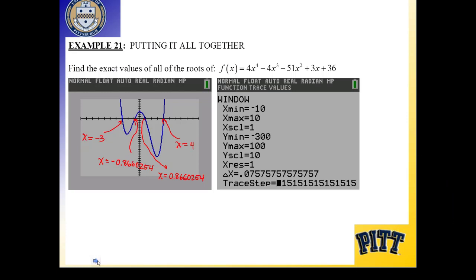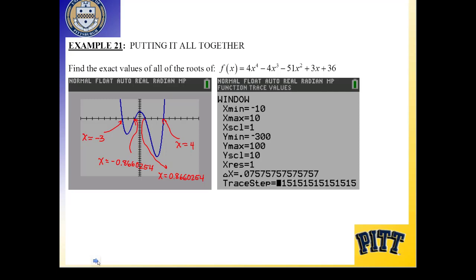I get -3, -0.8660254, 0.8660254, and 4 as being the values of where those x-intercepts are. Obviously, the -3 and the 4 are rational. The 0.8660254 and its negative counterpart, when I see that 4 at the end, it's probably because of a rounding. It would probably keep going on forever with no particular pattern that's developed there. Those are probably irrational values, and I'm going to have to find the exact values for.